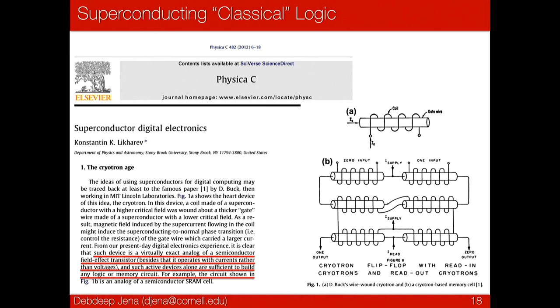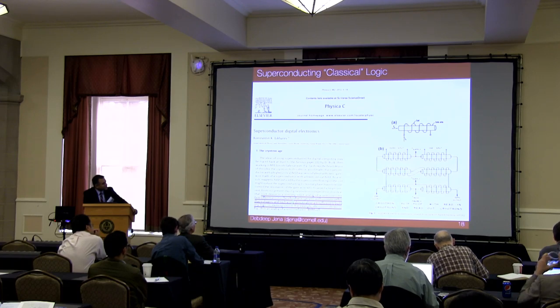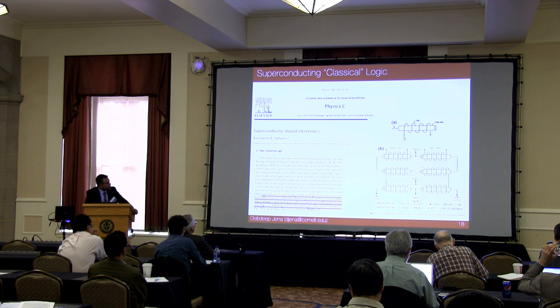But the device structure looks like this. There's a niobium electrode, there's a tunnel barrier, and there's a niobium electrode, and the Cooper pairs, which are genuinely real quantum objects, they are paired electrons. They tunnel collectively through this interface to the other side. That's what gives you this single flux quantum behavior. Here's a full-blown circuit called the rapid single flux quantum or RSFQ logic.